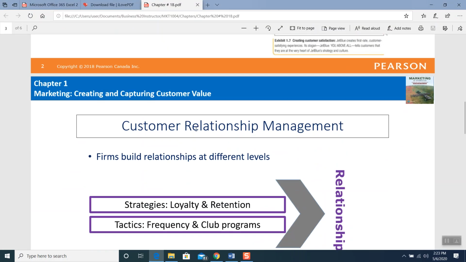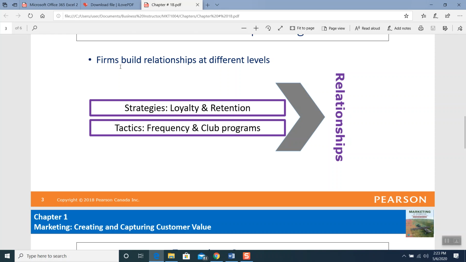Next one is called firms build relationships at different levels. All the firms are making relationships at different levels with each and every one of us. As we discussed in the last chapter, different brands have relationships with us. For example, we do have a relationship with Tim Hortons. We do have a relationship with Nike. We do have a relationship with our cars, with our internet, with our phones. Why? Because we keep using them.